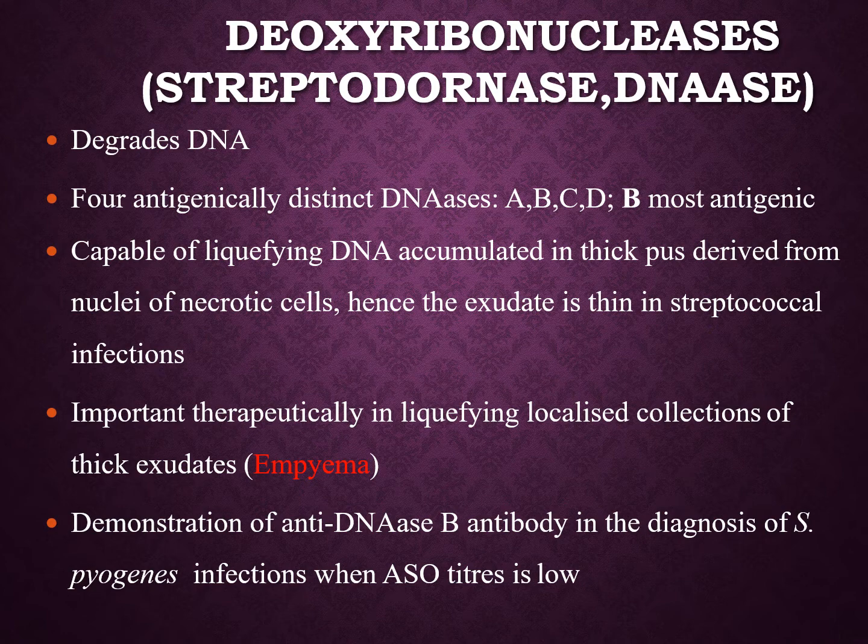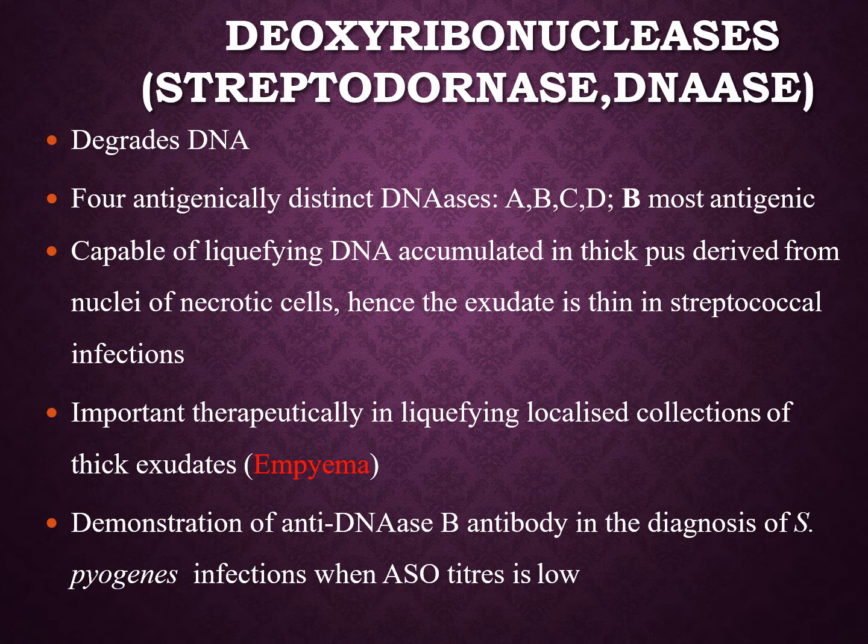So the next important enzymes are deoxyribonucleases. The enzymes specifically produced by Streptococcus pyogenes are called streptodornases. They are DNases. They degrade DNA. There are four antigenically distinct DNases: A, B, C and D. Among them, B is the most antigenic one. It is capable of liquefying the DNA accumulated in thick pus derived from the nuclei of necrotic cells.